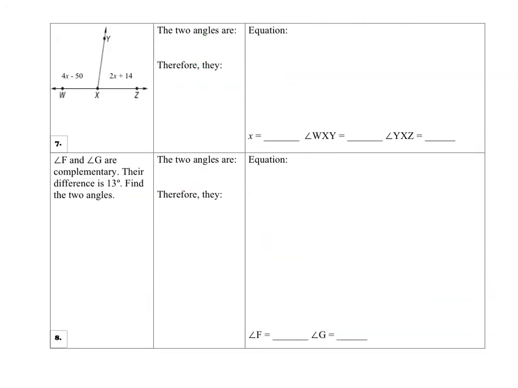All right, number 7. In this picture, we can see we have a linear pair, and so these two angles must equal 180 degrees. So you can either write here that they're supplementary or linear pair. It doesn't really matter because in terms of the relationship, it's the same thing. So they add up to 180 degrees.